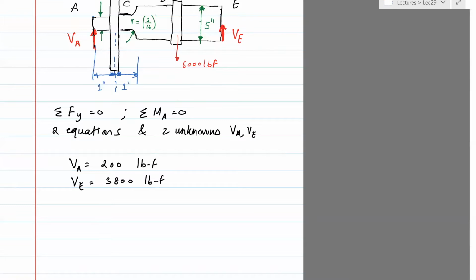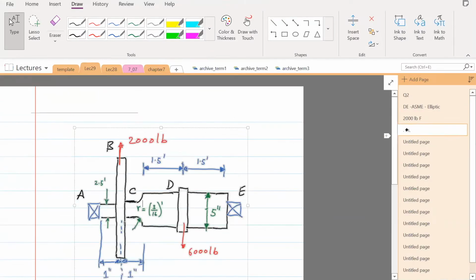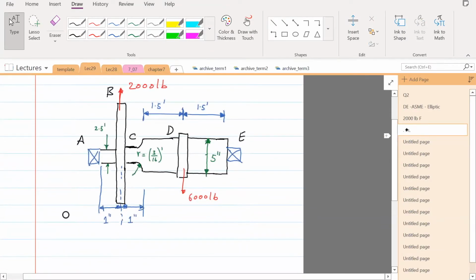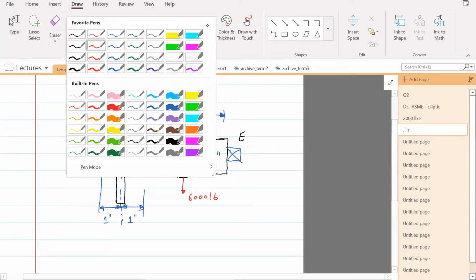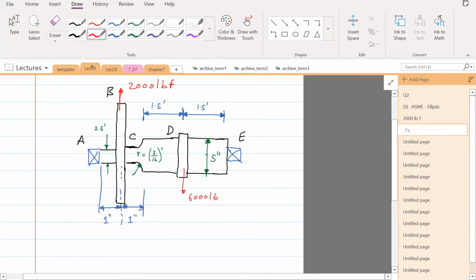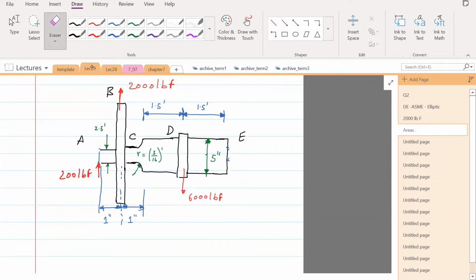Okay, so once we get that, let's now get to the shear force and bending moment diagrams. Okay, so now what I'll do here is replace F, this is F. So again, get rid of this, replace that with the force, in this case 200. And then get rid of the bearing.